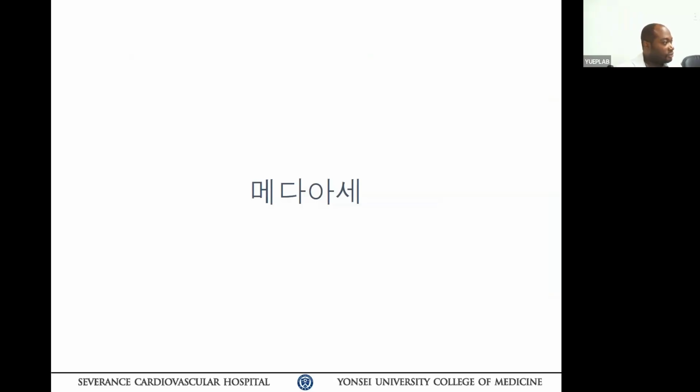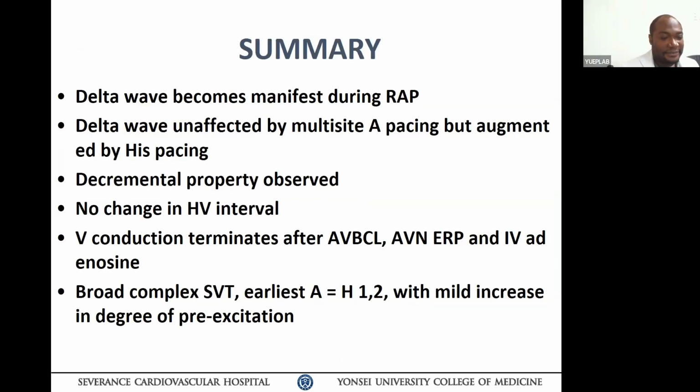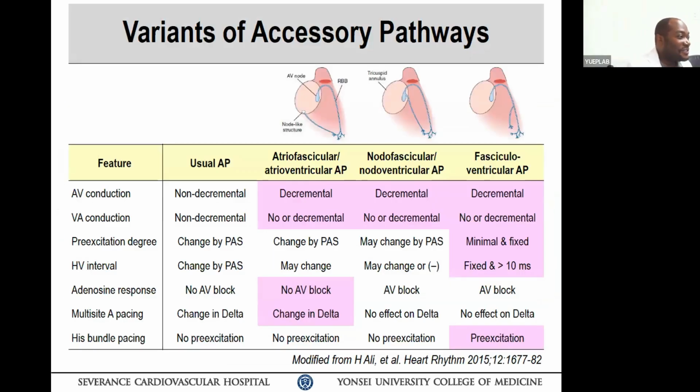Why did you make nodoventricular the diagnosis? It's more in favor of fasciculoventricular with fixed pre-excitation. Why did you diagnose nodoventricular? Can you show me the table? It's fasciculoventricular, typical fasciculoventricular, which was a bystander. Yeah, the delta wave was not fixed.